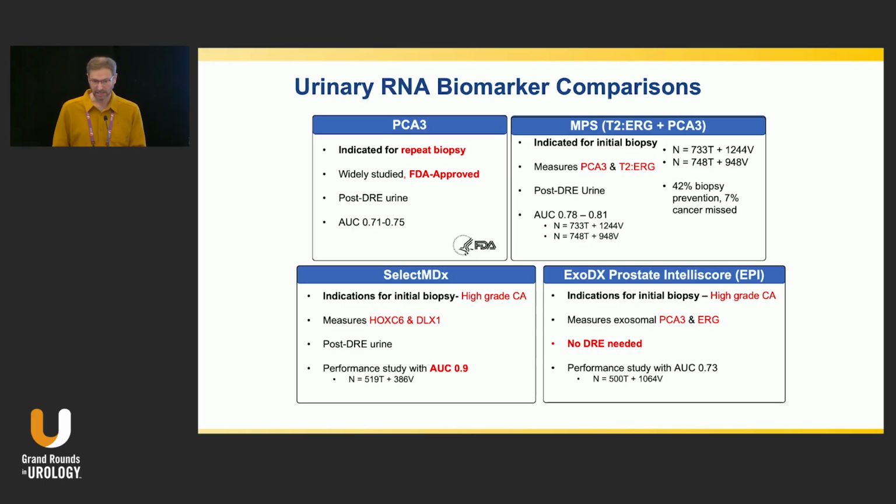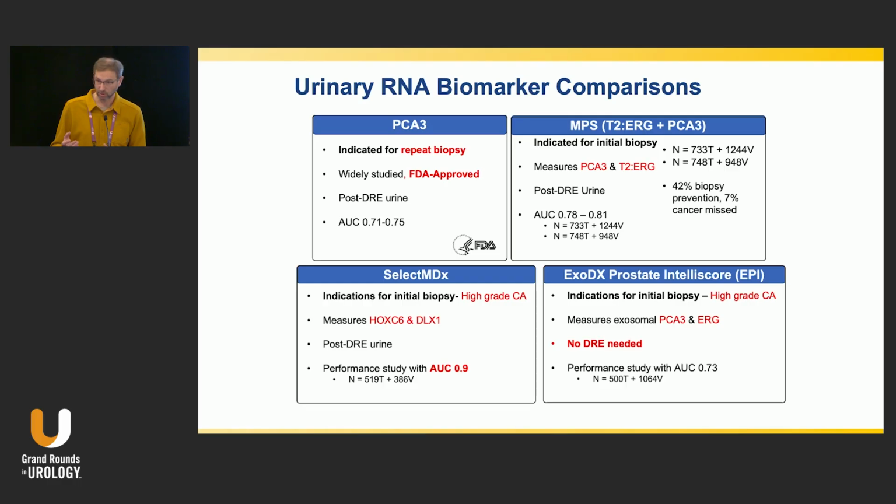On the upper right, the MIPS test, which measures PCA3 and T2-ERG, also requires a prostate exam, has a slightly better AUC, and this is being revised now by its original creators, and I think MIPS 2.0 and so on is going to be a whole panel of genes, not just PCA3 and T2-ERG. There's the SelectMDx, which is a test for high-grade cancer, measures HOXC6 and DLX1 methylation. It's also a post-DRE exam requirement, and they have the highest performance that I could find with an AUC of 0.9. And then there's the ExoDx Epi test, again for high-grade disease.